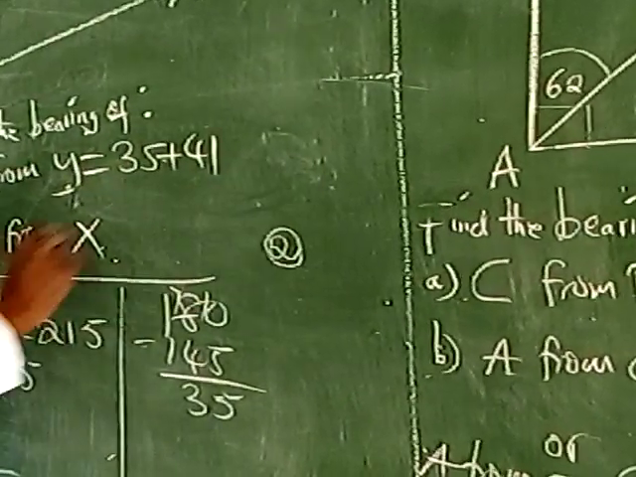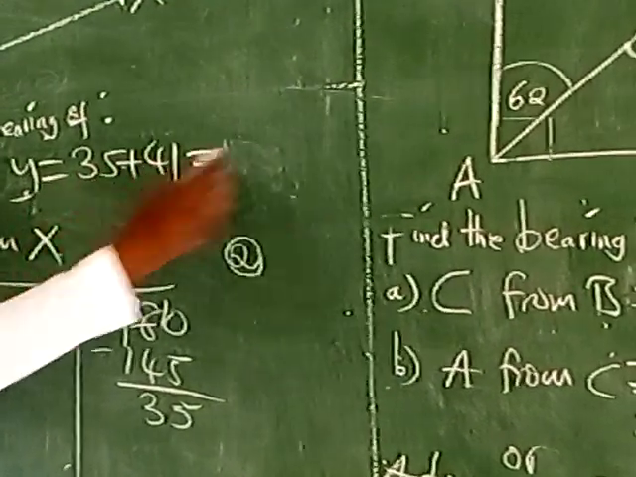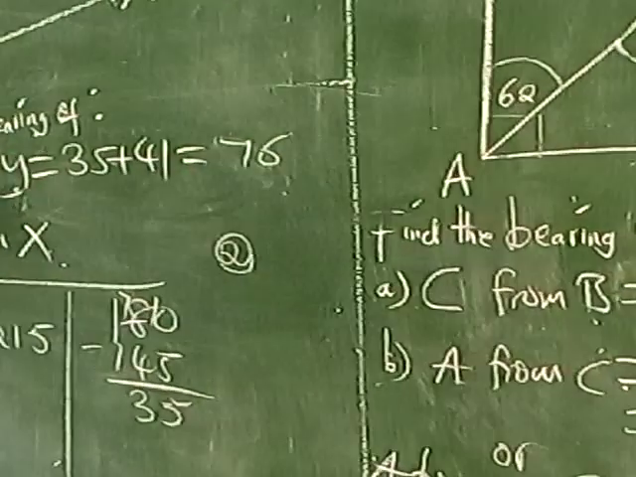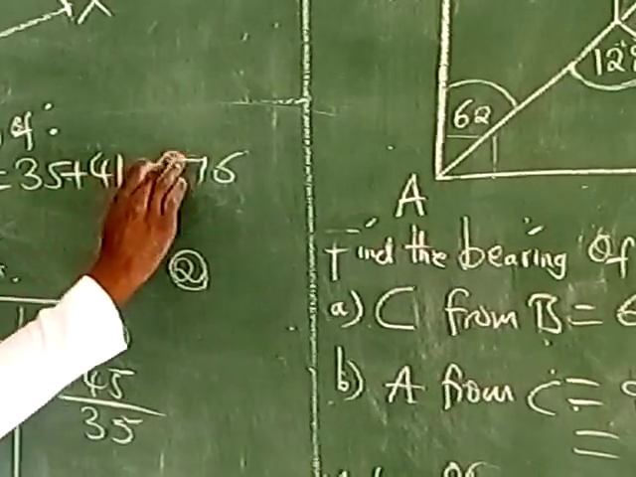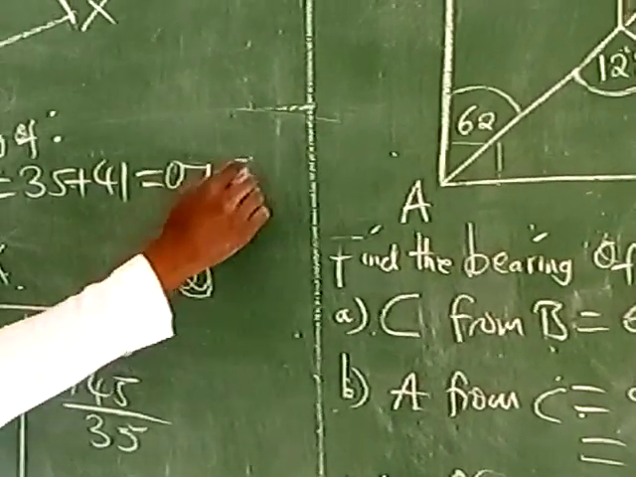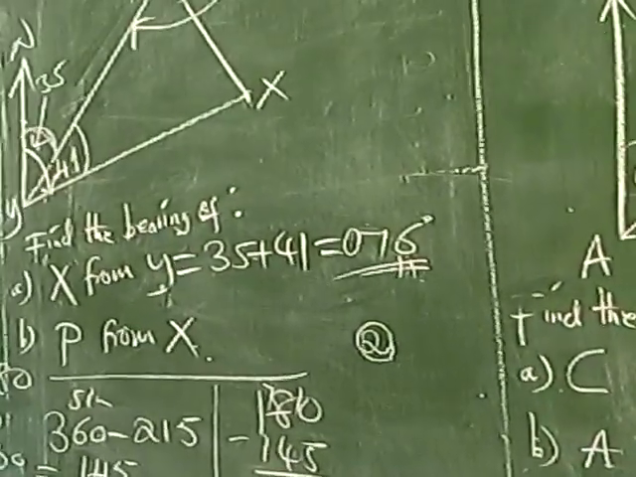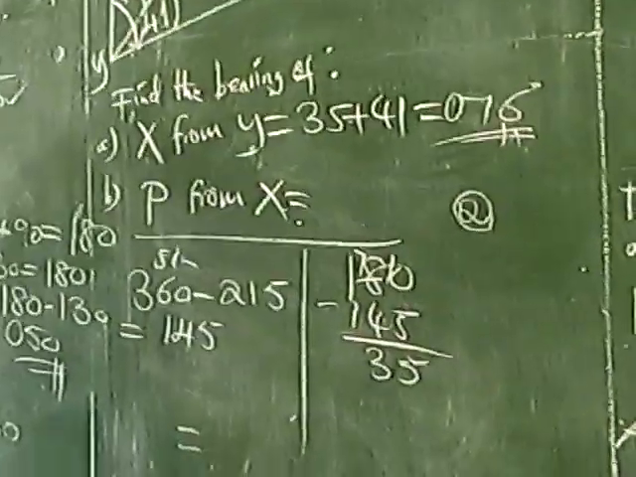What's the answer there, please? 5 plus 1 is 6. 3 plus 4 is 7. Now remember, it's the bearing. So you add a 0 in front. And of course, this is your answer. Correct? So beautiful, right?